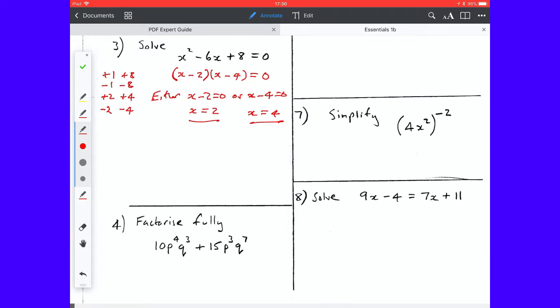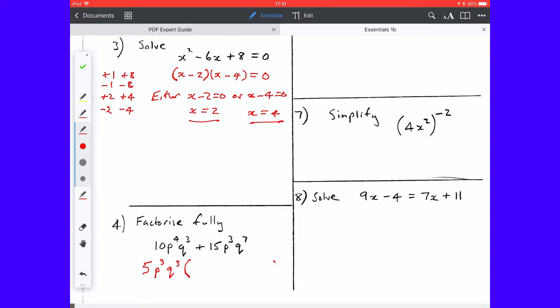Factorise fully 10p to the 4 q cubed plus 15p cubed q to the 7. So first we look to see if there's a common factor amongst the numbers 10 and 15. Yes, I can pull 5 to the front. 5 is a factor of 10 and 15. Now look at the p's. We've got p to the power 4 in the first term, p cubed in the second term, so the biggest power of p I can get from both of them is p cubed. Then look at the q's. I've got q cubed and q to the power 7. The biggest power of q I can get out of both of them is q cubed.